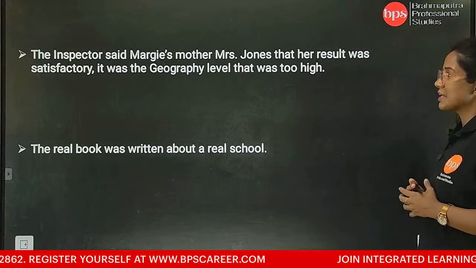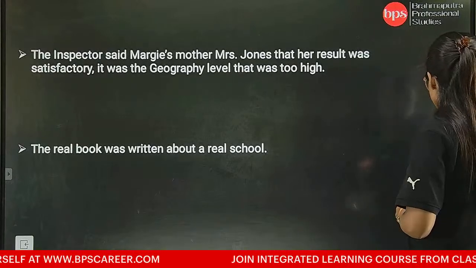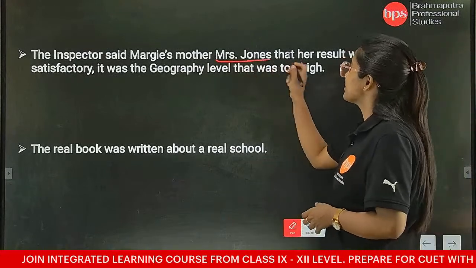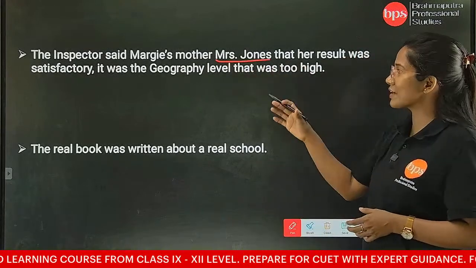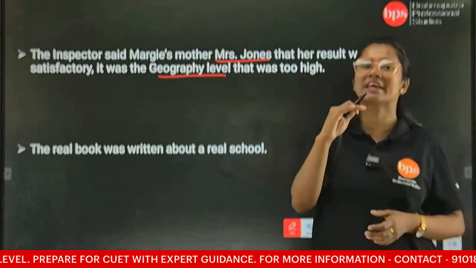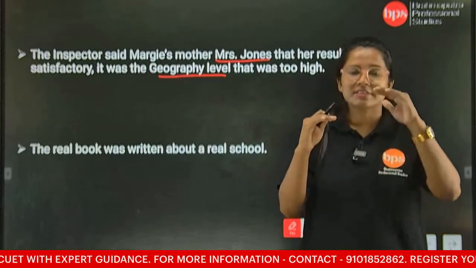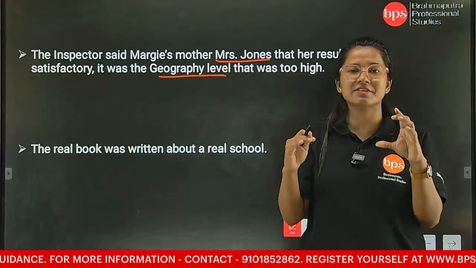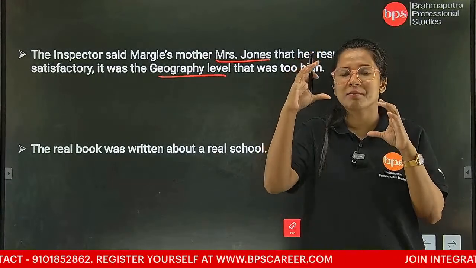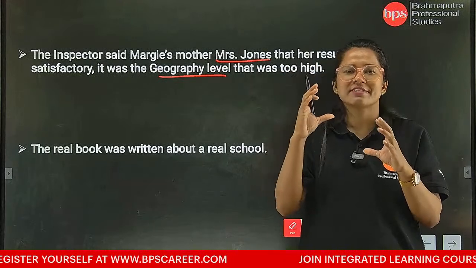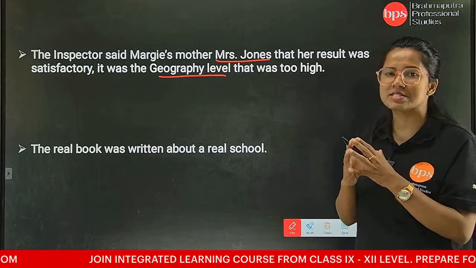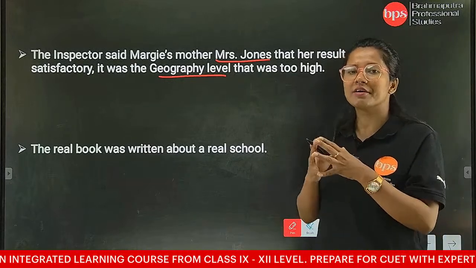The inspector said to Margie's mother, that is Mrs. Jones, that the geography syllabus, her result was satisfactory, and the level, that is the geography syllabus, was a bit higher than her range. That means her age was 11 years and she was overburdened with a higher level of syllabus on geography, and for that there may be some discrepancies, or we can say some anomalies in her progress or in her learning attitude.